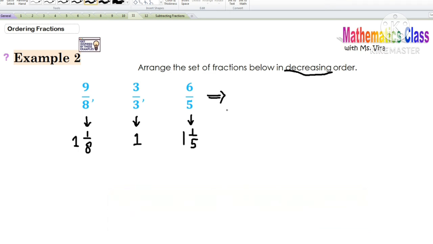Now since we need to order those fractions in decreasing order, we start with the greatest fraction, which is 1 whole and 1 fifth. So 6 over 5, next 9 over 8, and 3 thirds.